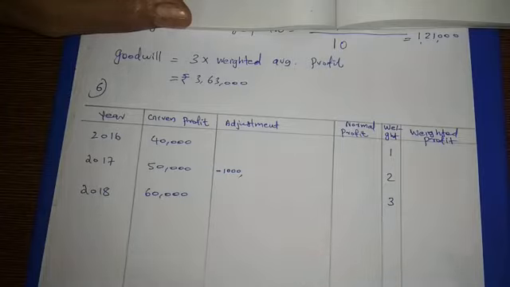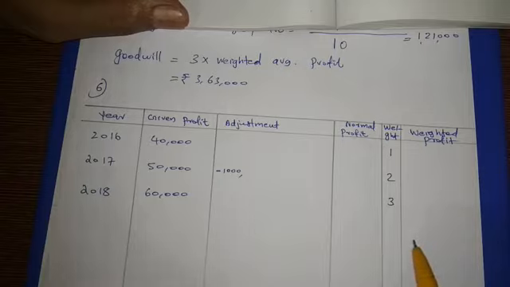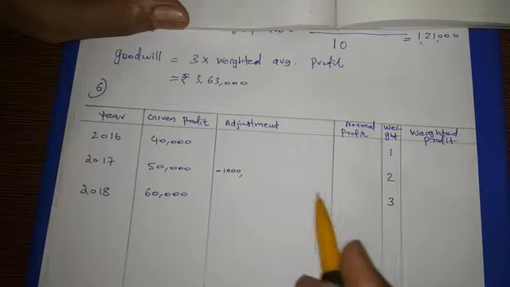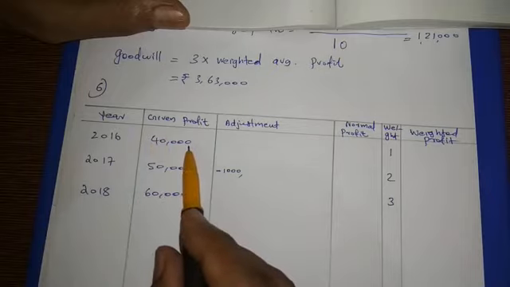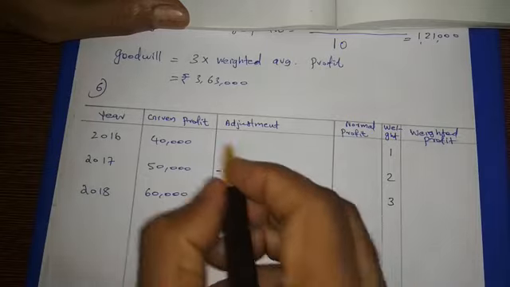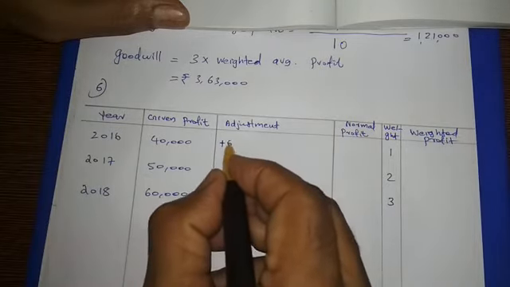Then the third point: profit of 2016 has been reduced by 6,000 because goods were destroyed by fire. So it is an abnormal loss, which affected this year's profit. We need a normal profit, meaning a profit without being affected by any abnormal things. To get that, this 6,000 we need to add.